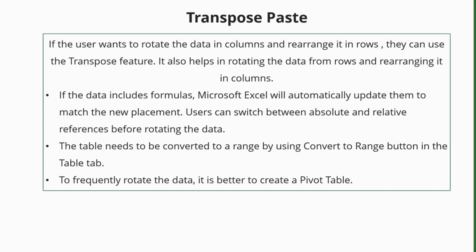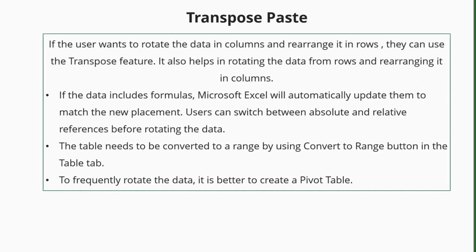So let's understand what transpose paste means. If the user wants to rotate the data in columns and rearrange it in rows, they can use the transpose feature. It also helps in rotating the data from rows and rearranging in columns. So this works vice versa. Let's say you want to shift the rows data to columns, you have to use transpose paste. If you want to shift the column data into rows, you have to use transpose paste, right? So you can do it depending on what your requirement is.